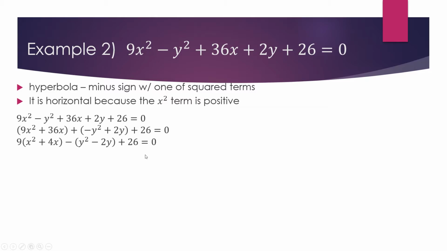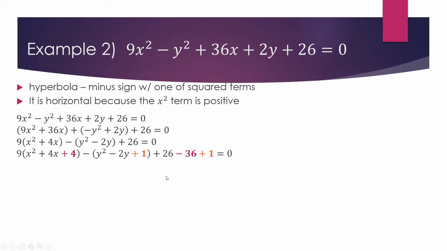And now we're going to complete the square. Half of 4 is 2, 2 squared is 4, so that's what we're adding inside of our x parentheses. But we didn't just add 4, we added 9 times 4, we've added 36. So to balance that out, we're subtracting 36 outside of the parentheses. Half of negative 2 is negative 1. Negative 1 squared is positive 1, so we add that inside of our y parentheses. But we didn't just add 1, we added a minus 1. So to balance out a minus 1, we're going to add 1 outside of the parentheses.